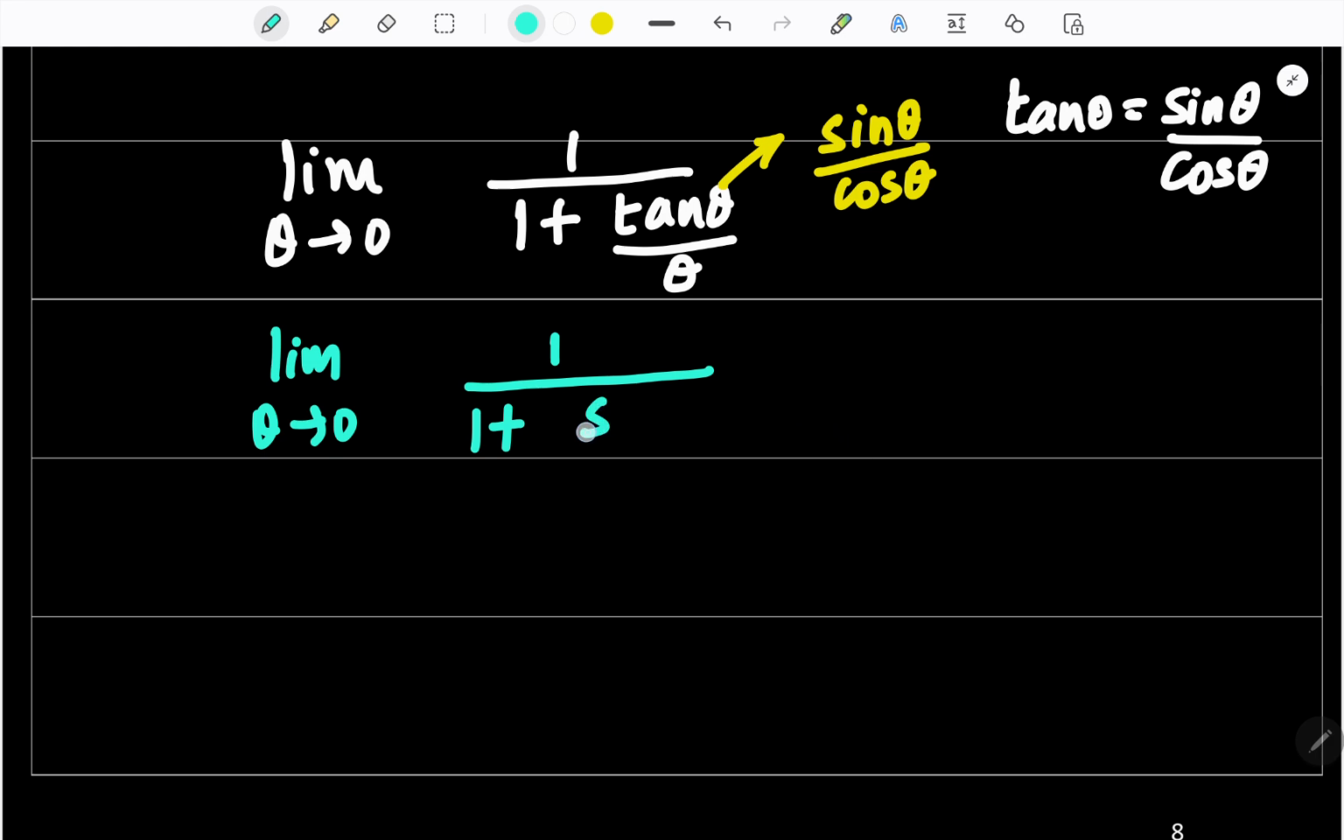For example, this tan theta is what? Sin theta divided by cosine theta, right? Then I will write this 1 by theta here because it comes here near, okay? So this is easy for you.